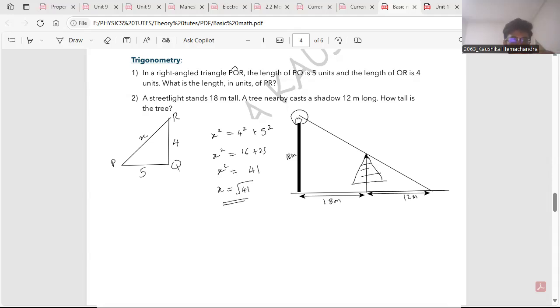Now you have to use trigonometry. So choose an angle. You are asked to find the height of the tree.